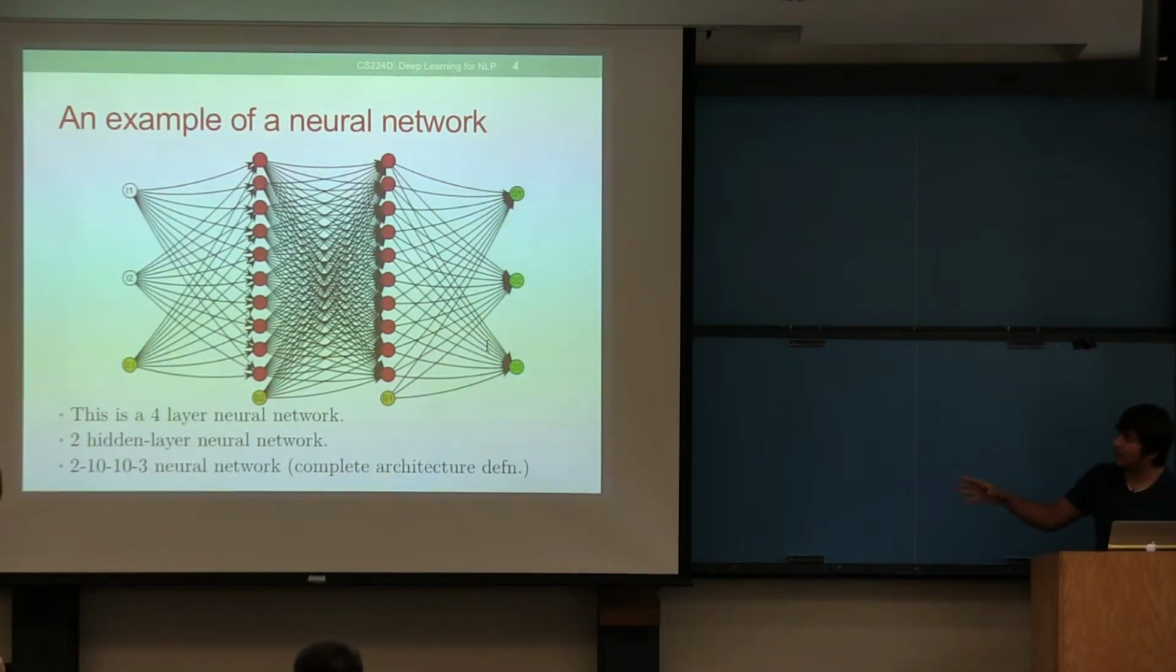As I speak, I'll call something like this a 4-layer neural network. You could also call this a 2 hidden layer neural network. You could call this a 2-10-10-3 neural network, which then completely characterizes the fully connected nature of the network.